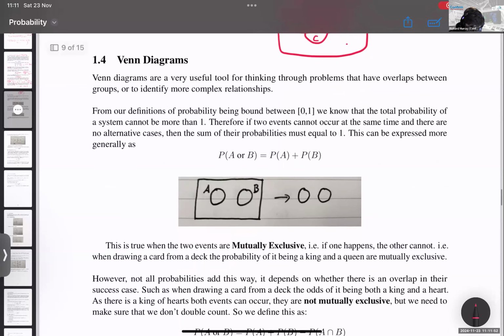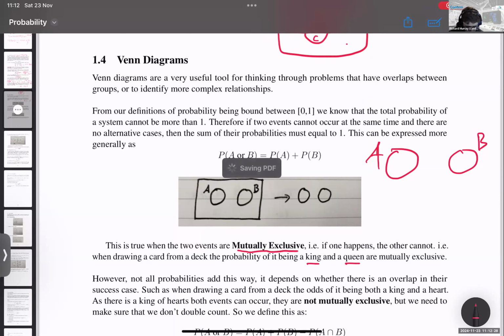And we can see this in terms of our Venn diagram that if we have our two cases, A and B, and they can't occur at the same time, then these are drawn as two sets that have no overlap. This is true when things are what we call mutually exclusive, that if one happens, then the other cannot happen. So if we are drawing a single card from a deck of cards, it is impossible that it is both a king and a queen because these are distinct cards. They can't occur at the same time.